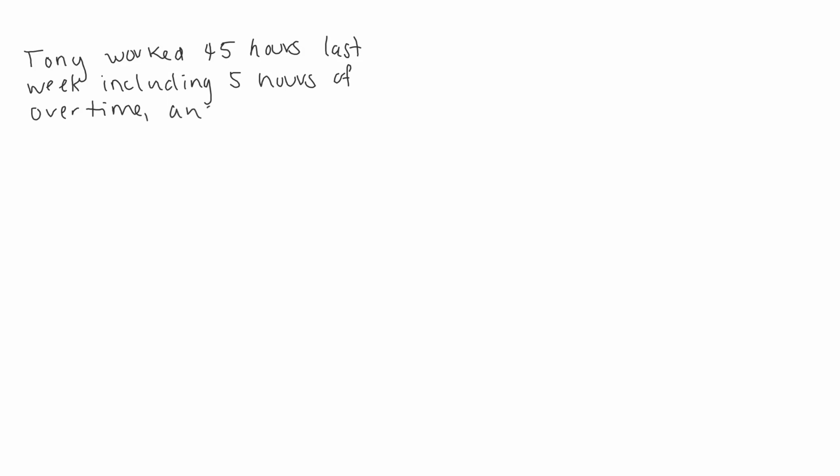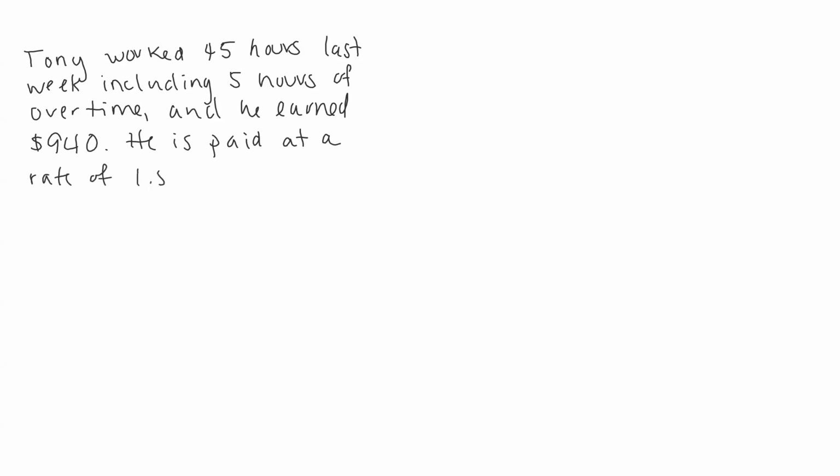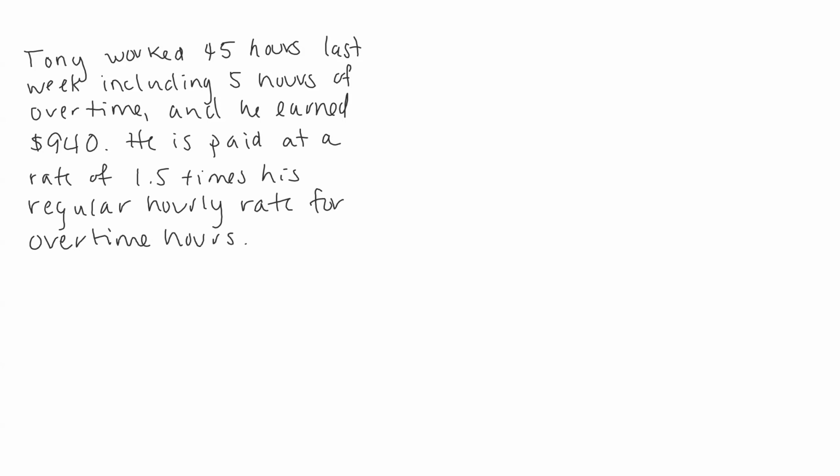And he earned $940. So his total pay was $940. That was 40 hours of just base pay and then 5 hours of overtime. He is paid at a rate of 1.5 times his regular hourly rate for overtime hours. This is pretty consistent. People generally get paid extra money for anything over 40 hours. A lot of times people get paid time and a half is what we call it. And time and a half just means 1.5 times your regular hourly pay.